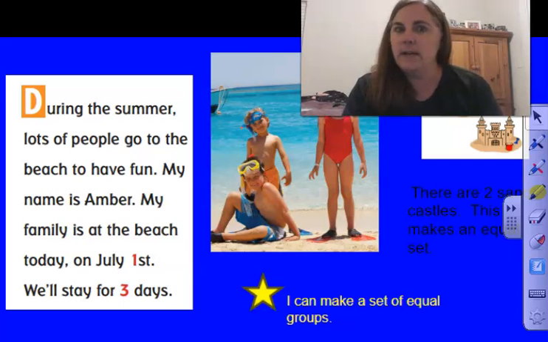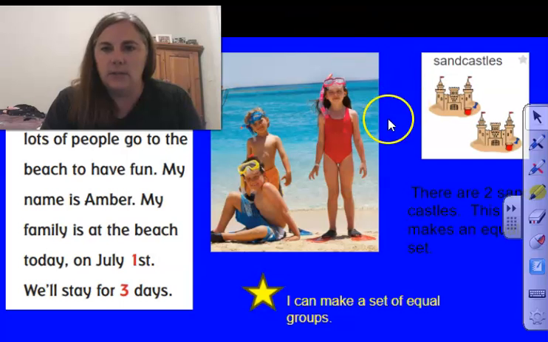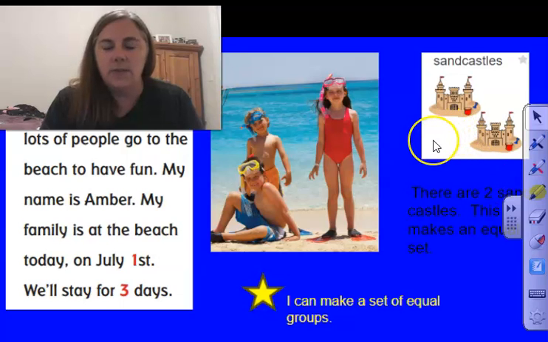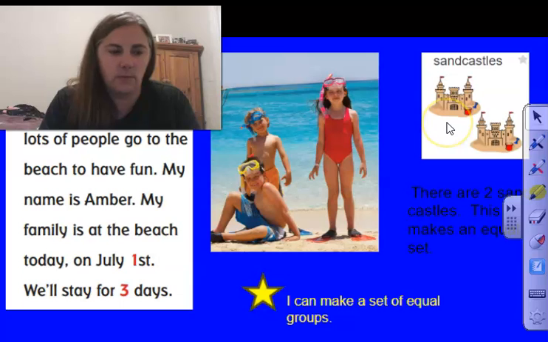All right, before we read our repeated storyline, let's take a look at our beach over here. So yeah, they're on the beach. There's some sand, there's some water. But I also have a picture of a sand castle. And it says there are 2 sand castles. 2, that means they're equal numbers. They're the same amount. So it's one set of 2 sand castles.